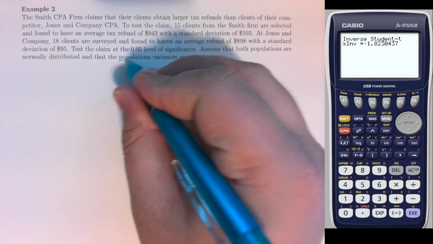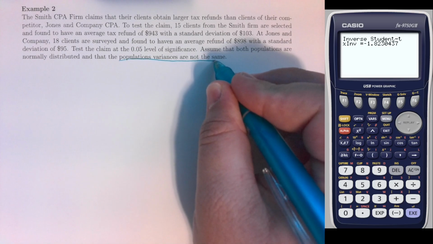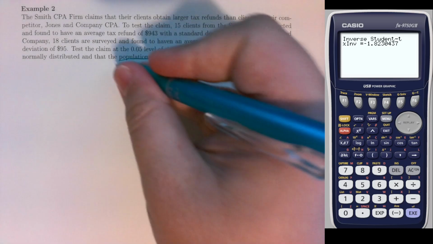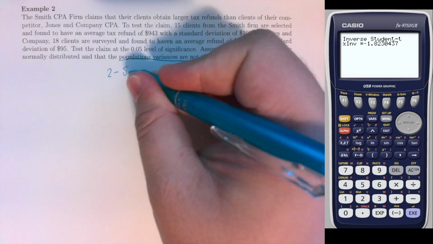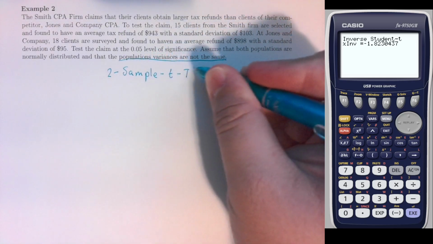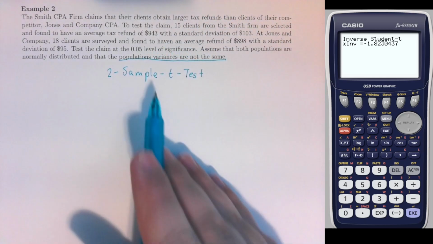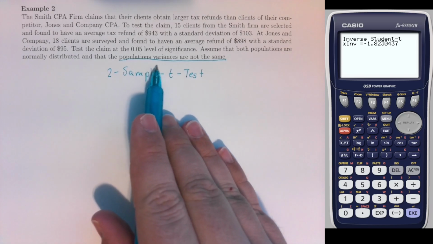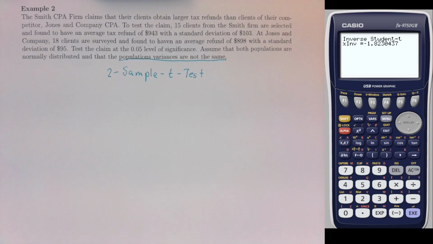So this part right here is what's telling me I'm going to attempt a 2-sample t-test. Again, it's because it's saying the population variances are not the same.